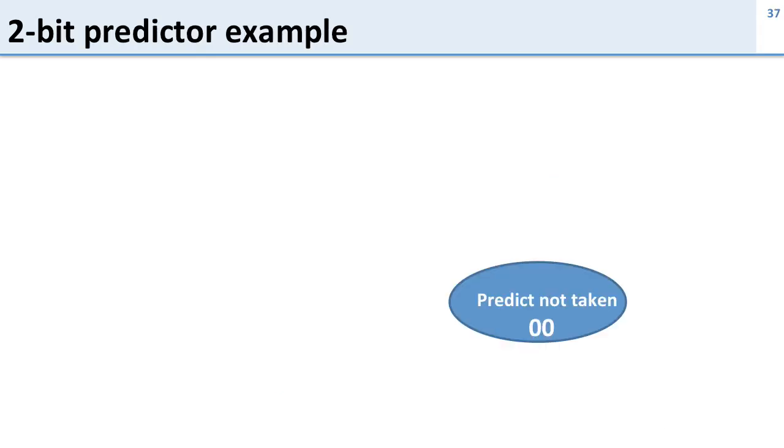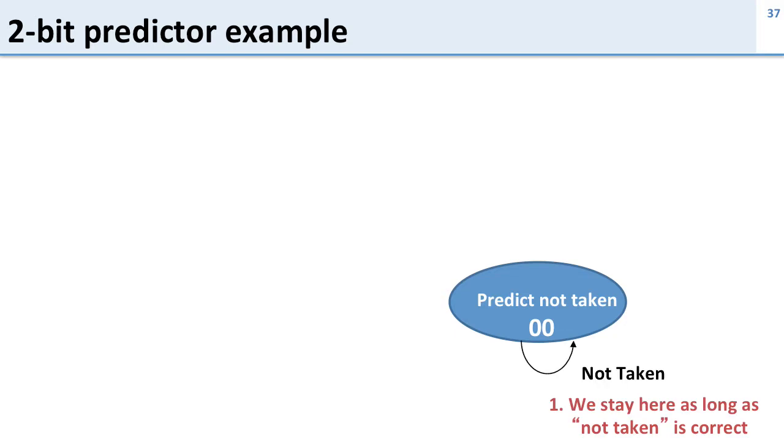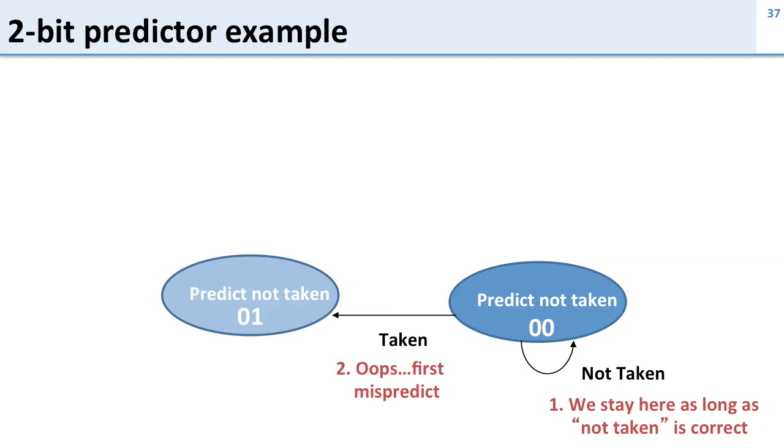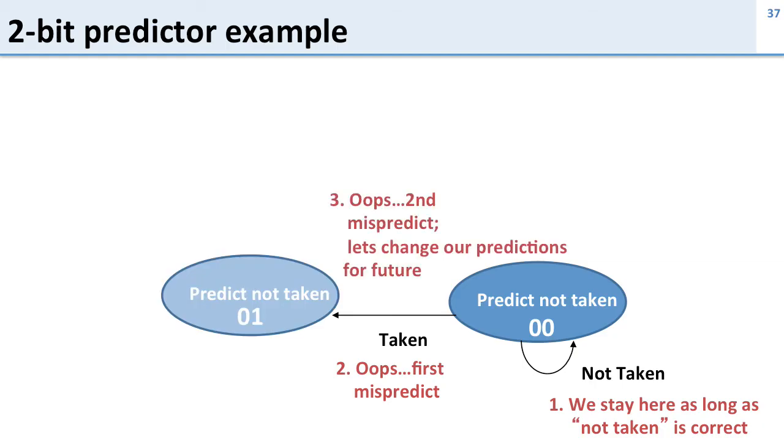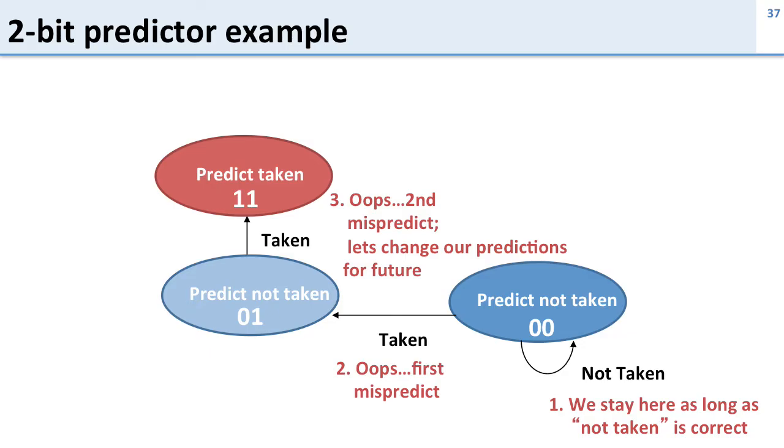So let's take a look at an example here. Say my predictor's in the state where I'm strongly predicting not taken. We stay here as long as the prediction is correct. So as long as the branch is not taken, we keep predicting it's not taken. But if we have a misprediction, so the branch was taken when we predicted it wasn't, now we go to the weak predicted not taken state. If we had a second misprediction, we decide that things have changed, and now we're going to change our predictions for the future, so we move to the taken state. And this is because we've had two takens in a row. And then we're going to stay here as long as we continue seeing that the branch is taken.